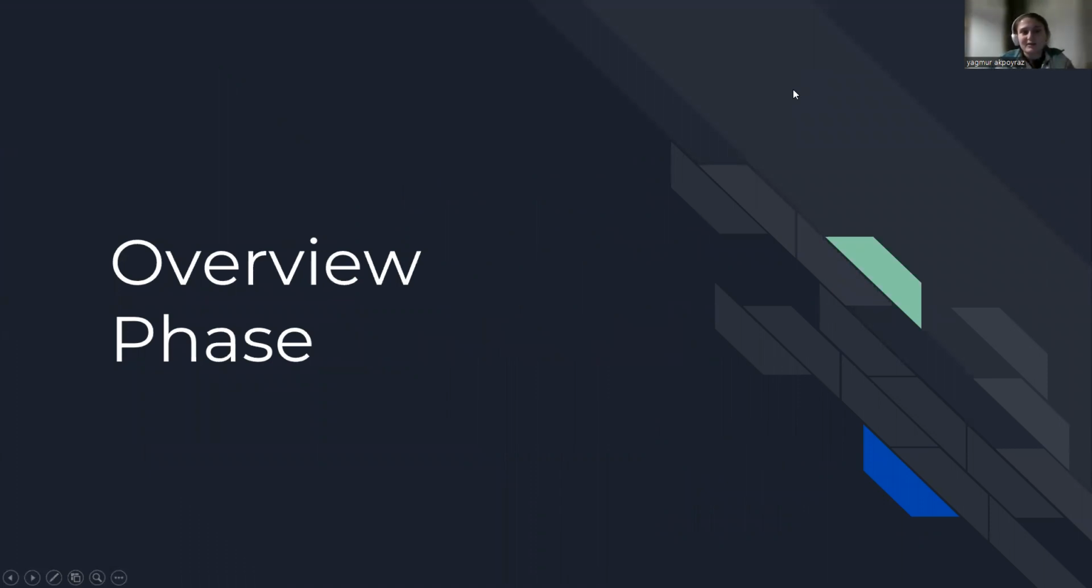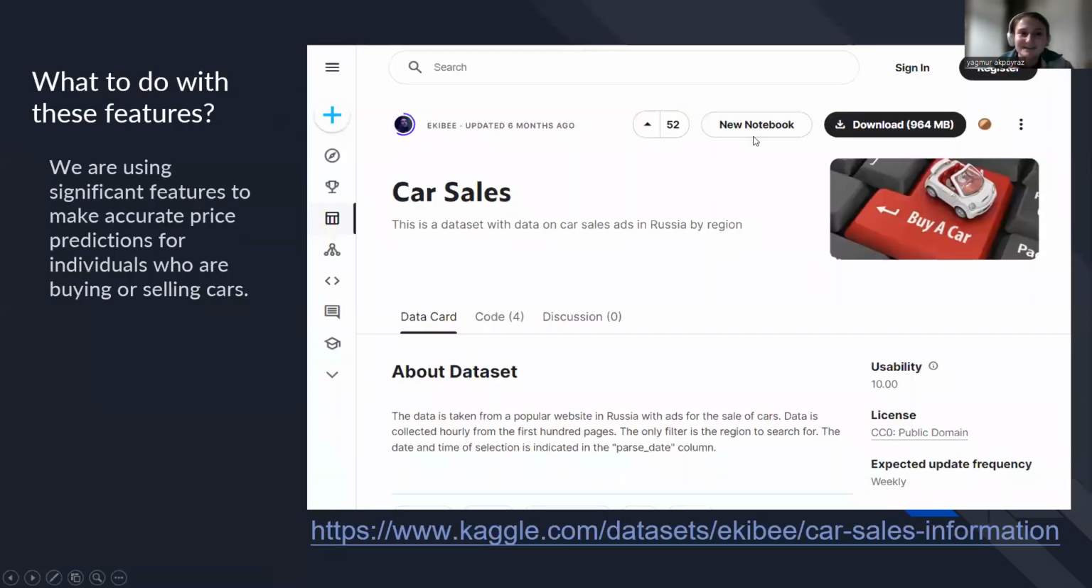I would like to mention what EDA is. Exploratory data analysis is a data analysis method used to better understand data. This method is used to explore the structural characteristics of data and identify patterns, find missing data, and detect outliers.